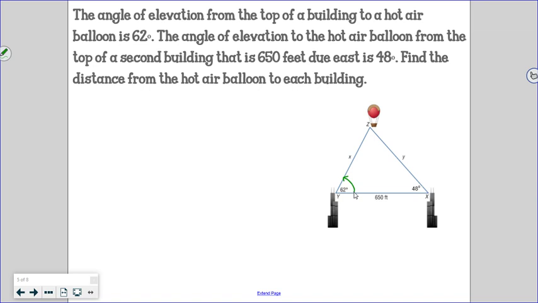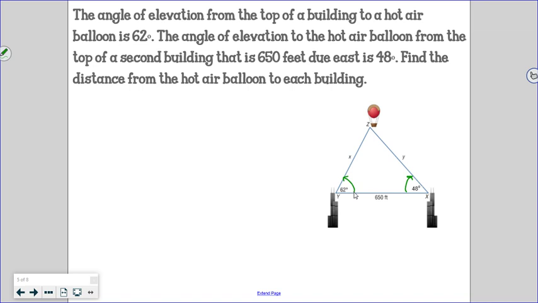The angle of elevation to the hot air balloon from the top of a second building that is 650 feet due east is 48 degrees. They have these two buildings marked as a distance apart of 650 feet. So again, the angle of elevation going from our horizontal up is 48 degrees. Find the distance from the hot air balloon to each building. They're asking us to find our unknown side lengths up here.